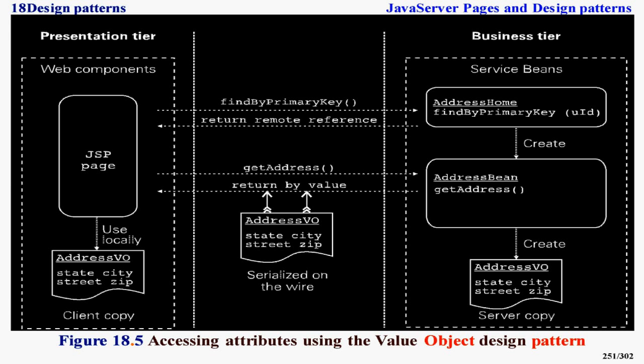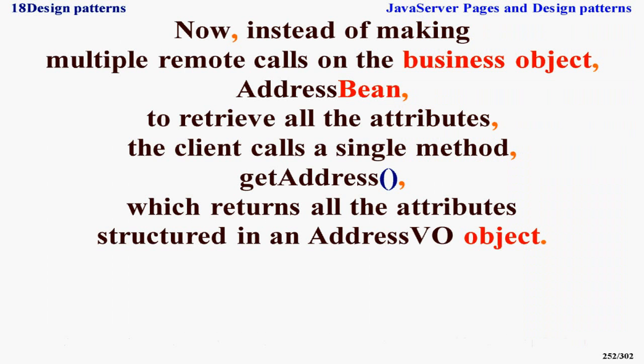Accessing attributes using the value object design pattern. Now, instead of making multiple remote calls on the business object, address bean, to retrieve all the attributes, the client calls a single method, getAddress, which returns all the attributes structured in an address value object.